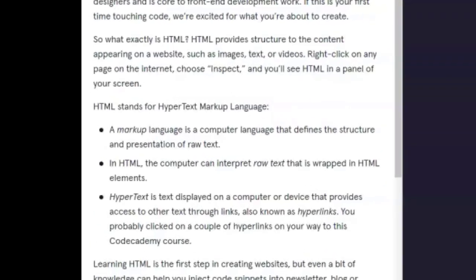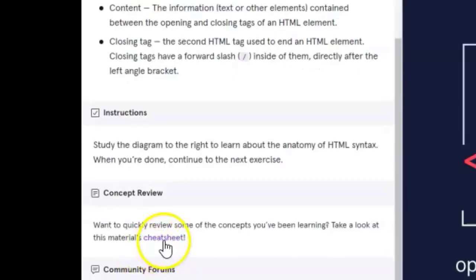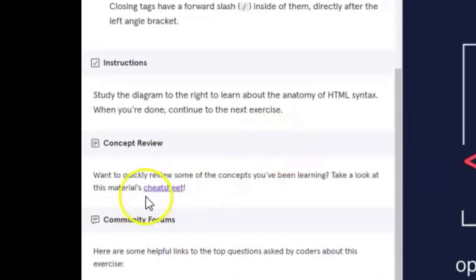The first portions of the HTML lesson cover elements and structure of HTML. It begins by defining what HTML is and its purpose. The next sections cover other basic definitions. Finally, all of the key terms can be found in the cheat sheet.